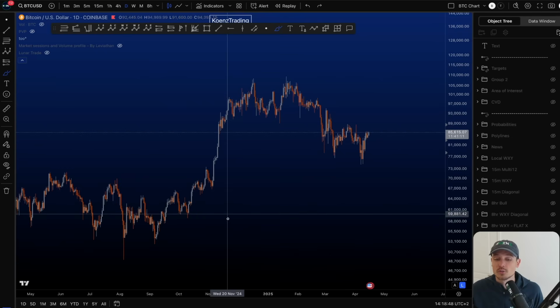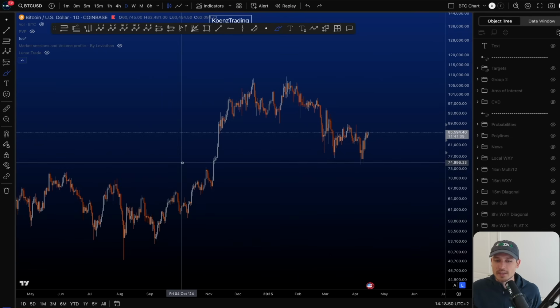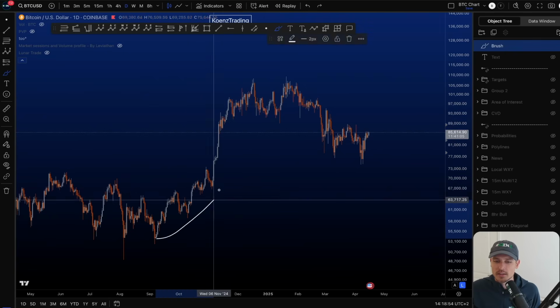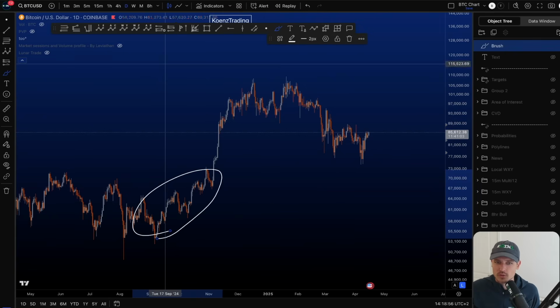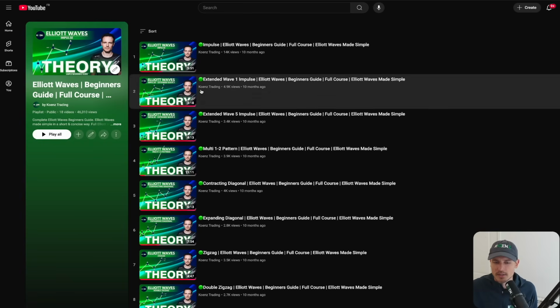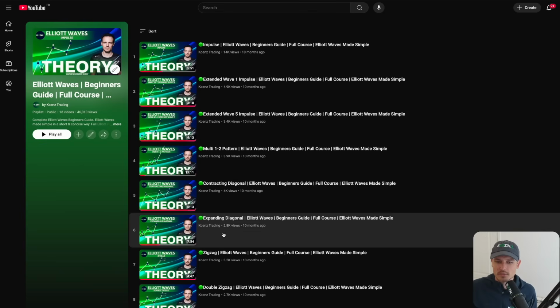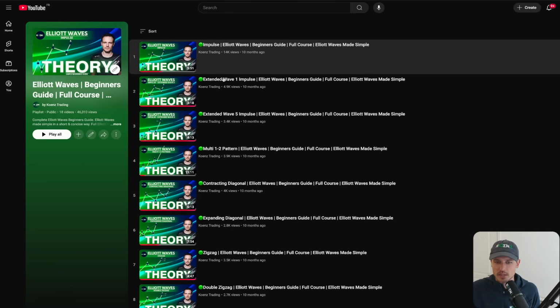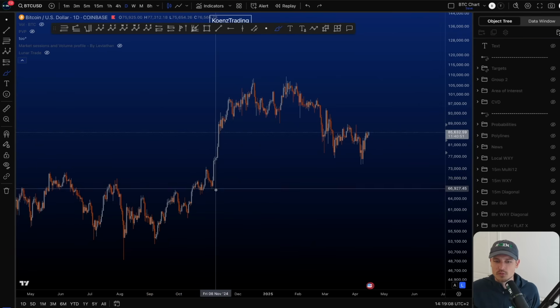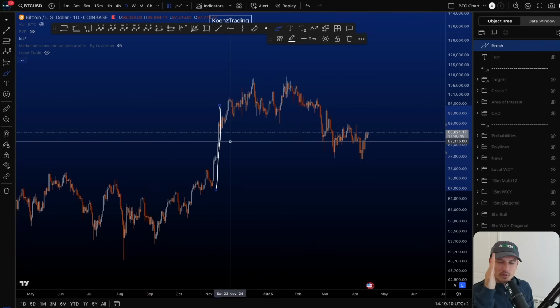In Elliott Wave terminology, you are looking at an impulse: 1, 2, 3, 4, 5. Here you have a couple of 1-2s. Make sure if you want to know a lot more, you can go to my Elliott Wave beginner guide playlist. All the information is here, including impulse, multi 1-2, etc. But here you have a few 1-2s. You get a big 3. That's generally that quick move.